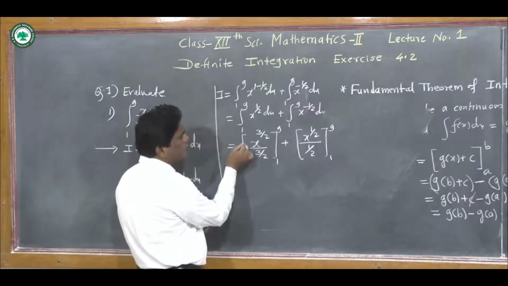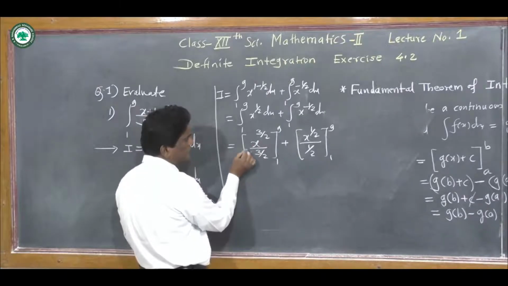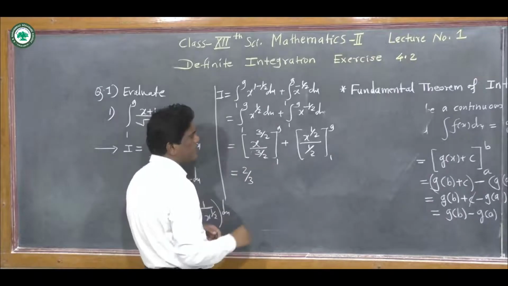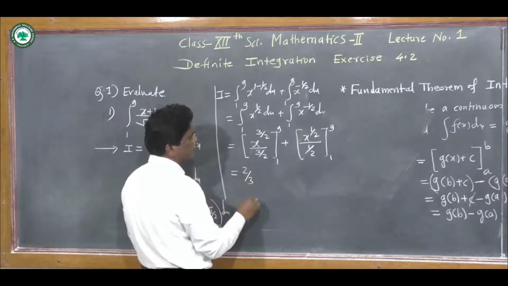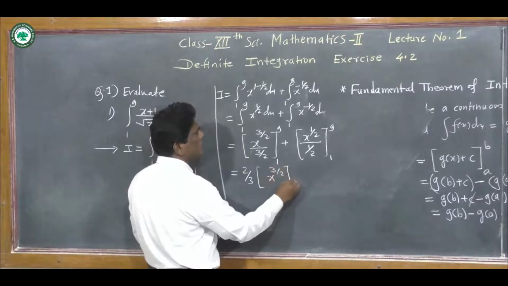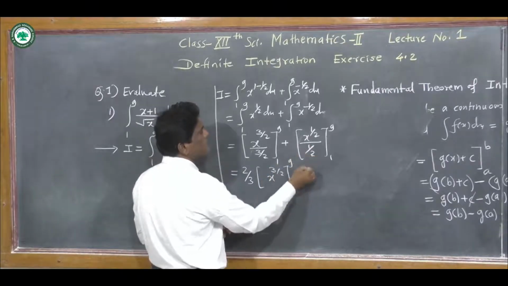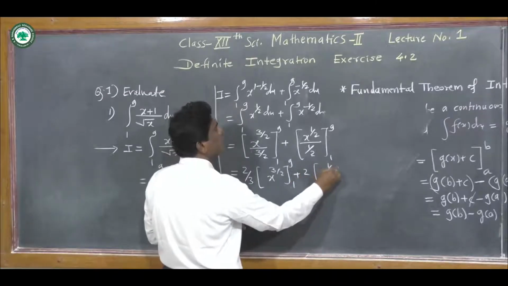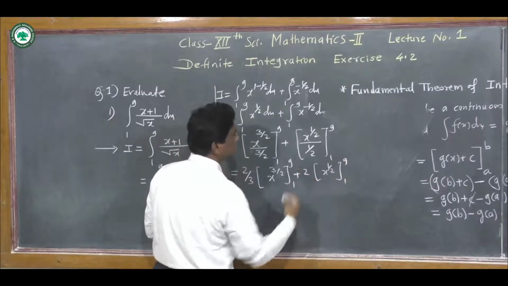We write here 1 upon 3/2. It becomes 2 upon 3, that is 2/3, and x to the power 3 upon 2, from 1 to 9. Plus here also 1/2 becomes 2 upon 1, that is 2, and x to the power 1/2, from 1 to 9.